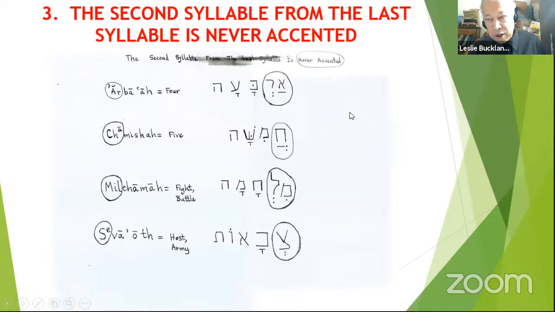So to put it simply, there are only two syllables in any word that can get an accent in Hebrew: the last syllable and the syllable immediately before the last syllable. No other syllable, no matter how long the word is, can be accented. Okay, so that's it. Just two syllables in a word can be accented: either the last syllable or the syllable immediately before the last syllable.